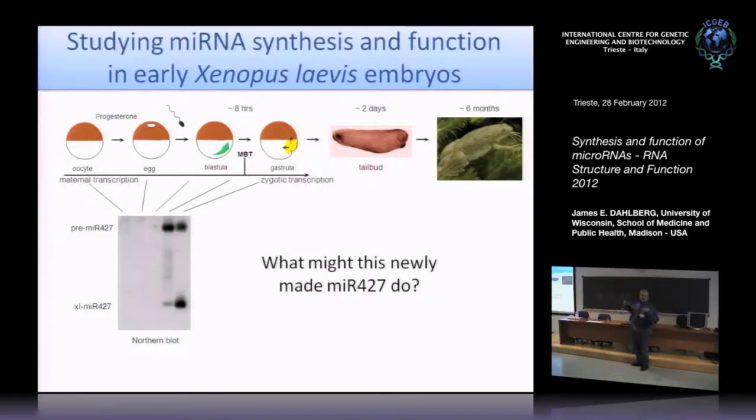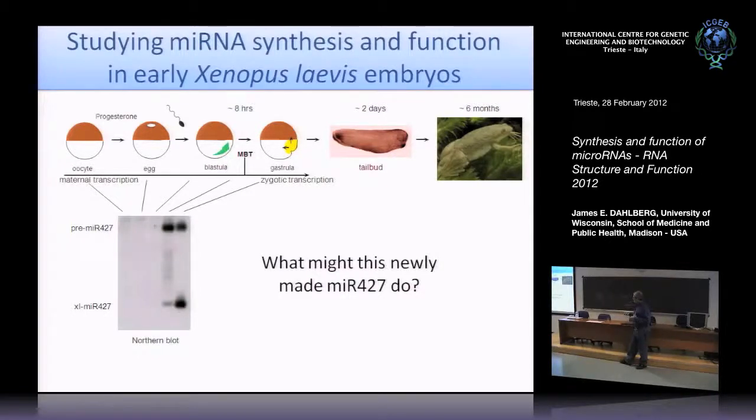By that time, the embryo has gone through about 12 cell divisions, so there are about 4,000 cells in the embryo. The embryo has been working very fast, very hard, making DNA and protein, but no RNA, or very little RNA.